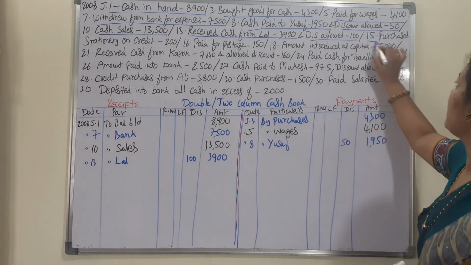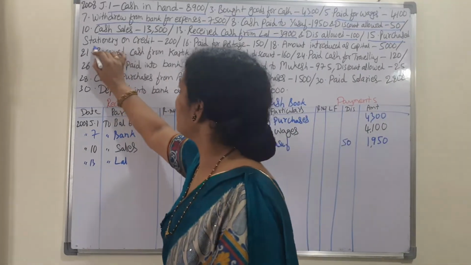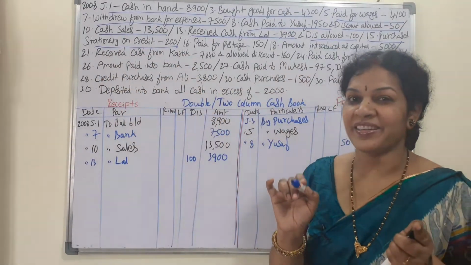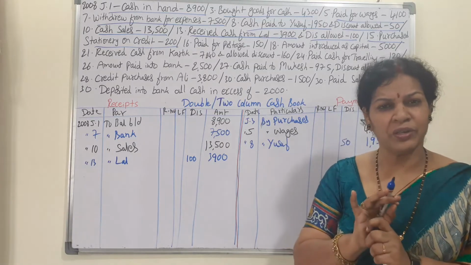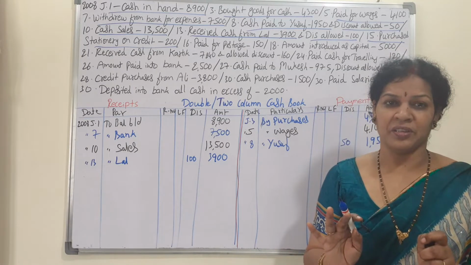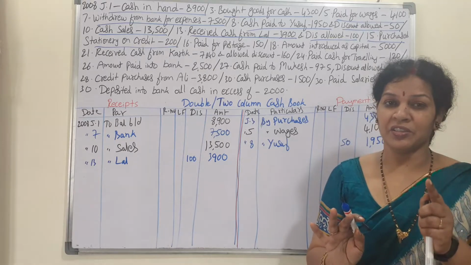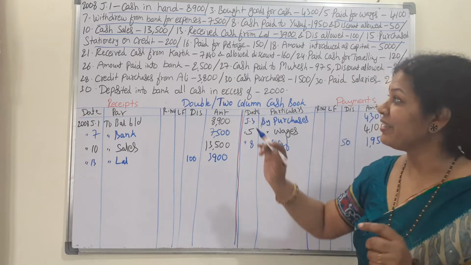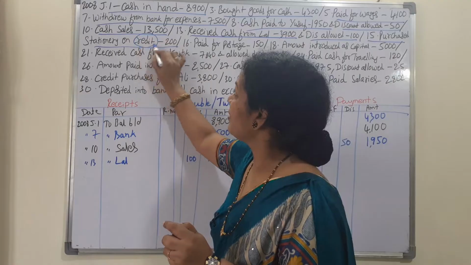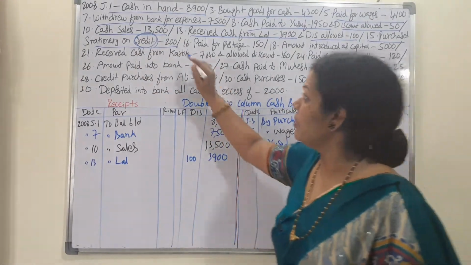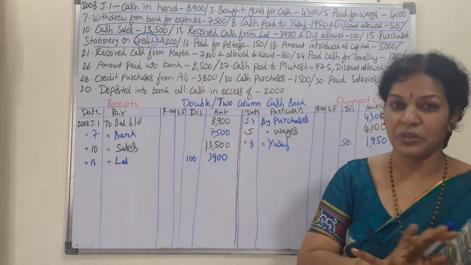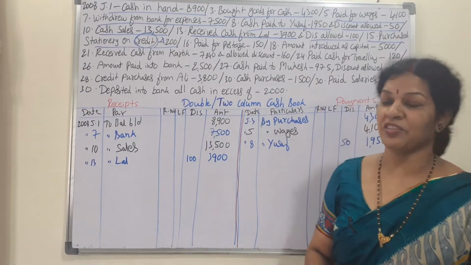Next, 15th, purchased stationery on credit. This is a cash book. We take only cash transactions. Purchased stationery on credit, credit we don't take. This is a cash book, so we'll ignore this transaction. We don't touch it because it's a credit transaction.